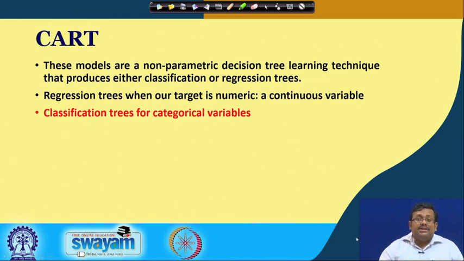Classification and regression trees, or CART, are non-parametric decision tree learning techniques that produce either classification or regression trees. We use the term regression tree when our target is numeric, in other words a continuous variable, and we use classification trees to model a categorical variable. Categorical variables are not continuous; any nominal variable is considered a categorical variable.